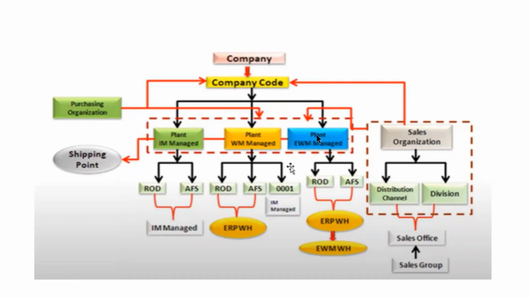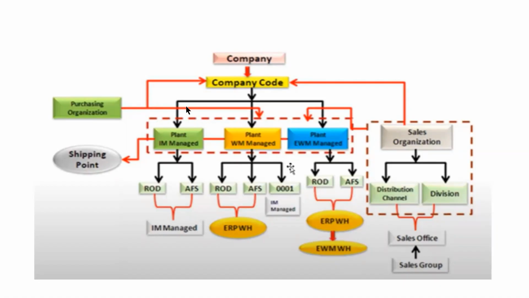And here plant EWM managed is there. This plant EWM managed, they are also having ROD and AFS as storage locations, but they are going to move into the EWM warehouse. But in the EWM, we will not consider any type of storage locations. These things will be based upon the availability group, and they're going to change their stock types. That is what I have mentioned earlier also.